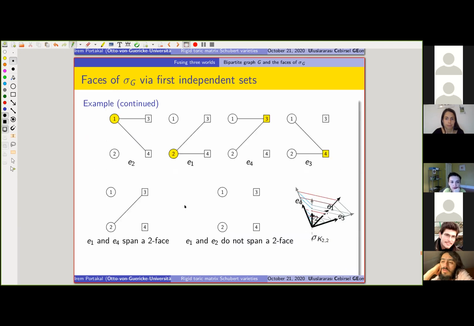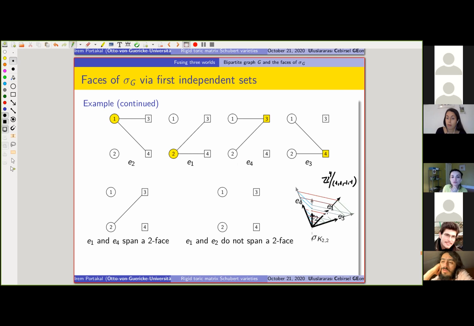Example. So this is how the edge cone looks like for K22. You have the associated external rays here. Remember, this was a funny space. That's why it's looking three-dimensional. Let's say I would like to understand if E1 and E4 span a two-face here. And I look at the associated graphs, E1 and E4, intersect them. I got this intersection and it has three connected components. So the answer is yes, these span a two-face.